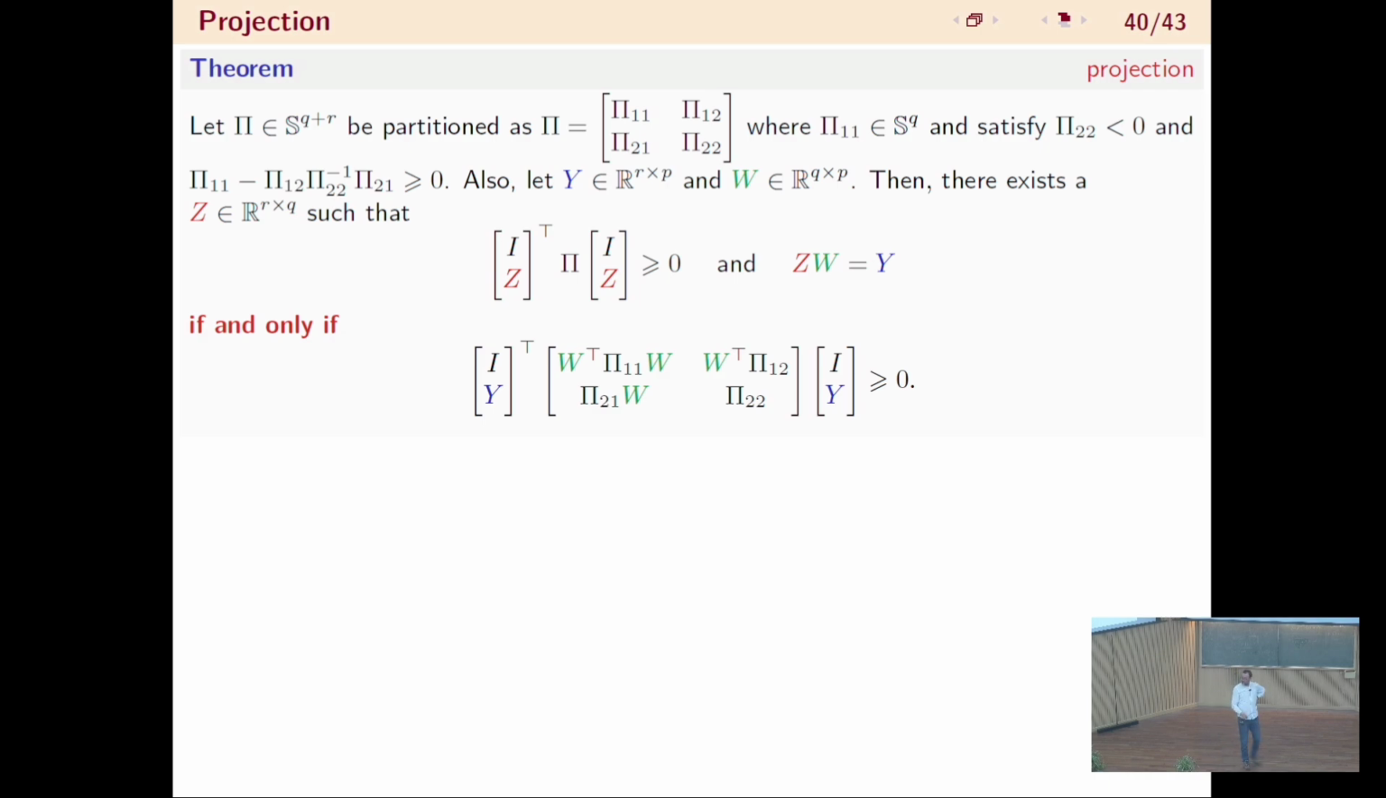Basically, it says if you have a quadratic matrix inequality where pi satisfies these conditions, together with some linear equation, it is nothing but a quadratic matrix inequality, but in terms of this variable y. This looks like a very complicated statement, right? But it doesn't say anything more than the following.